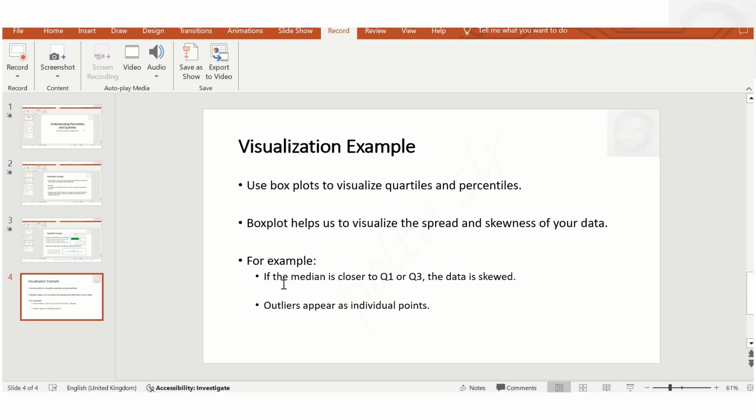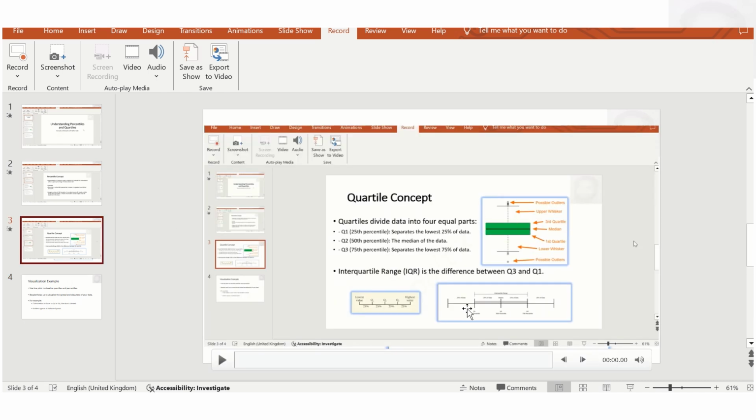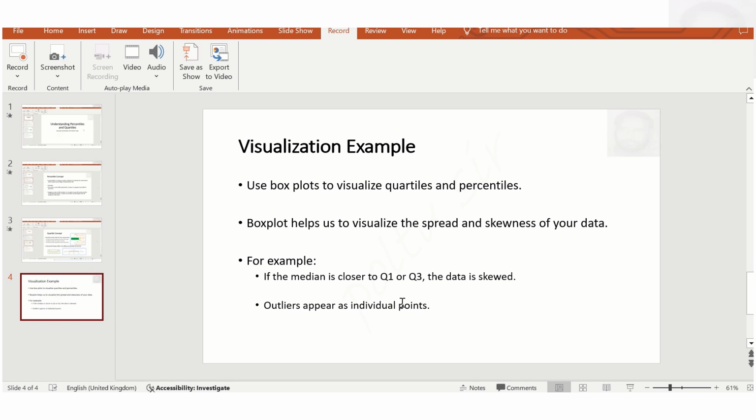That's how quartiles help us. If the median is closer to Q1 or Q3, then we can understand the data is skewed. So the median value is close to a particular quartile, Q1 or Q3. These are the ends, if you see Q3 and Q1. If the median value is inclined or close towards a particular end, that indicates the data is skewed. That's how this box plot helps.